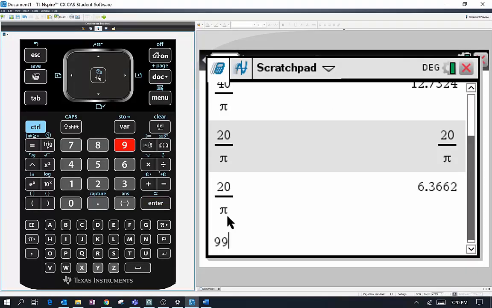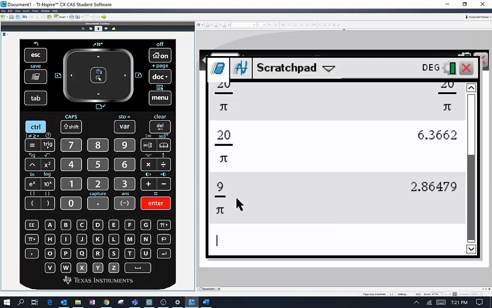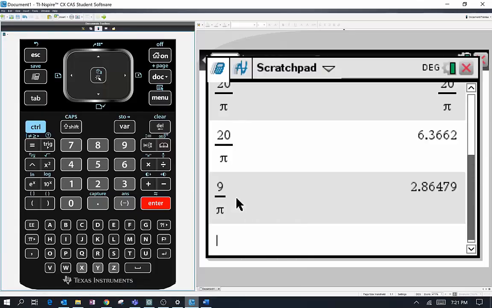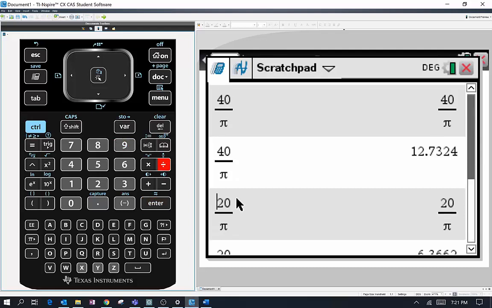So 9 divided by pi. What is that? 2.86. Which would mean the radius is half of that. So it's 9 over 2 pi, because you're dividing it by 2. All right, well, what's 9 over 2 pi? 9 divided by 2 pi.